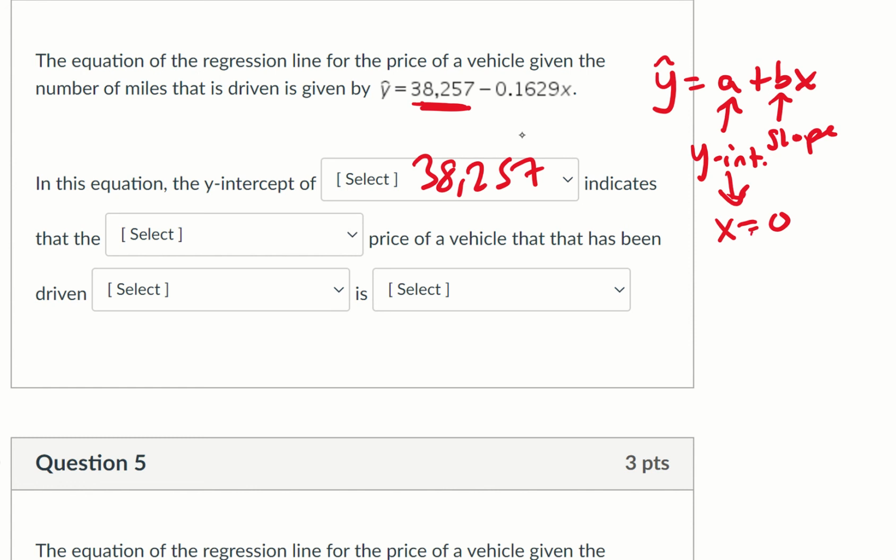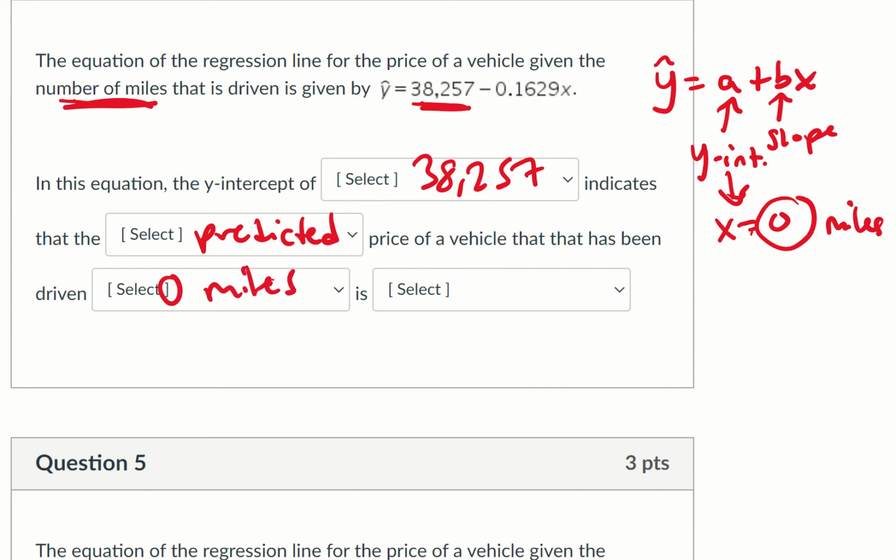So x is the number of miles driven. So the y-intercept being 38,257 indicates that the predicted price of a vehicle that has been driven, in this case, x equals 0, right? What does 0 stand for? Well, x stands for the number of miles. So this is actually 0 miles. So the price of a vehicle that has been driven 0 miles, meaning it hasn't been driven at all, brand new, is $38,257.